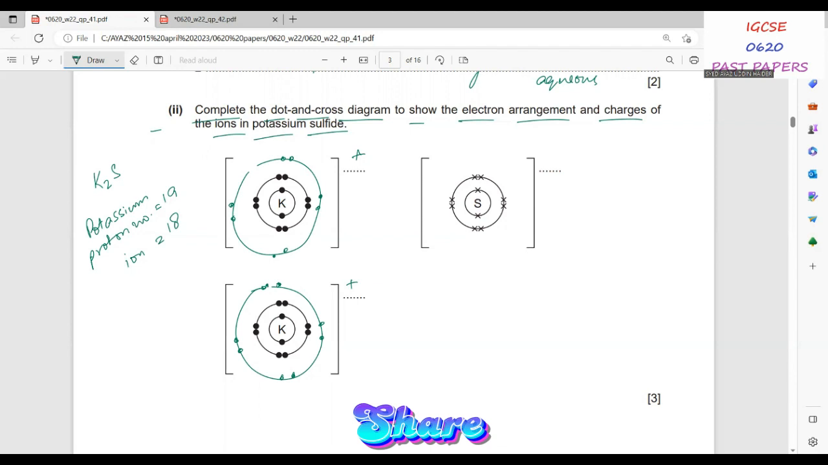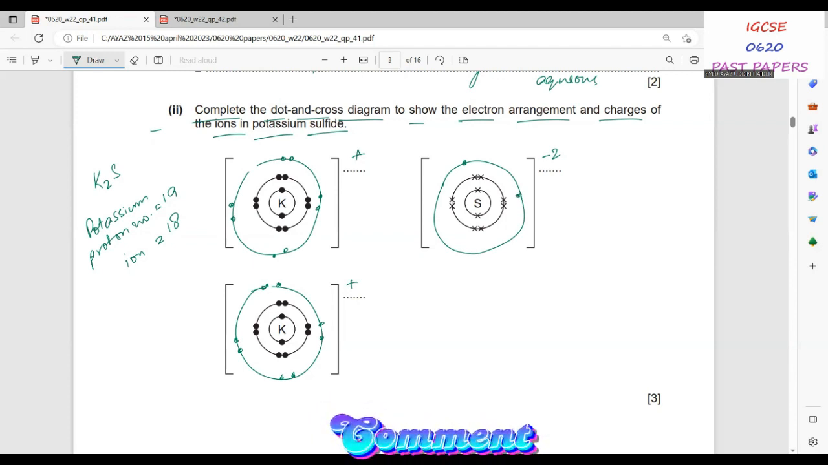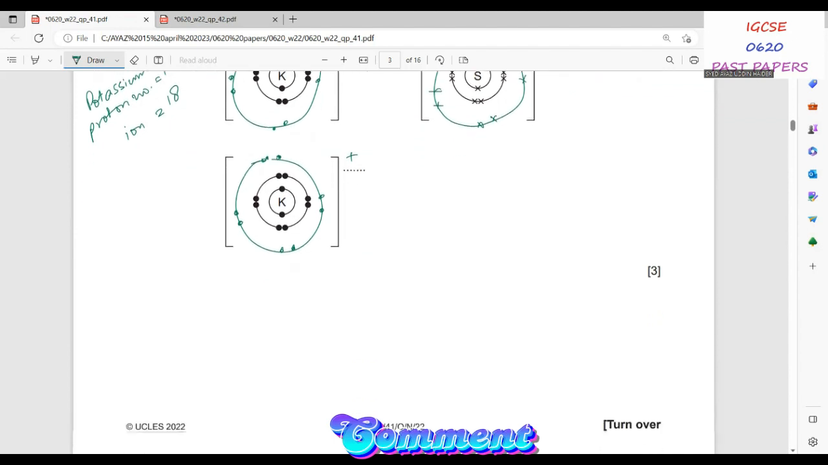Now sulfur. Sulfur belongs to group 6. It will gain 2 electrons to acquire a minus 2 charge. So I'm going to show 2 electrons coming from the potassium atoms in total. One from this one and one from the other one. Now let's show the valence electrons for sulfur. 1, 2, 3, 4, 5, 6. This will be your final answer.